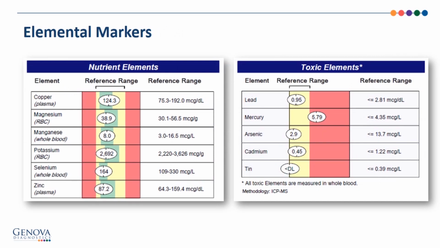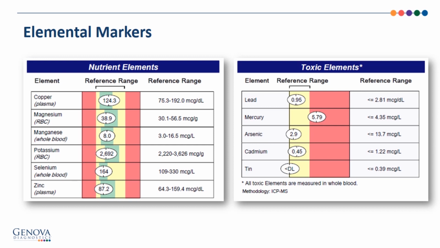That leads us to the elemental markers, the nutrient markers, the nutrient elements, which are copper through zinc, and you can see various blood sources. Copper from plasma, magnesium from the packed red blood cell, etc. The yellow is the width of the reference range, and the green is the heart of the reference range, that one standard deviation. To the right, the toxic elements are all measured in whole blood.